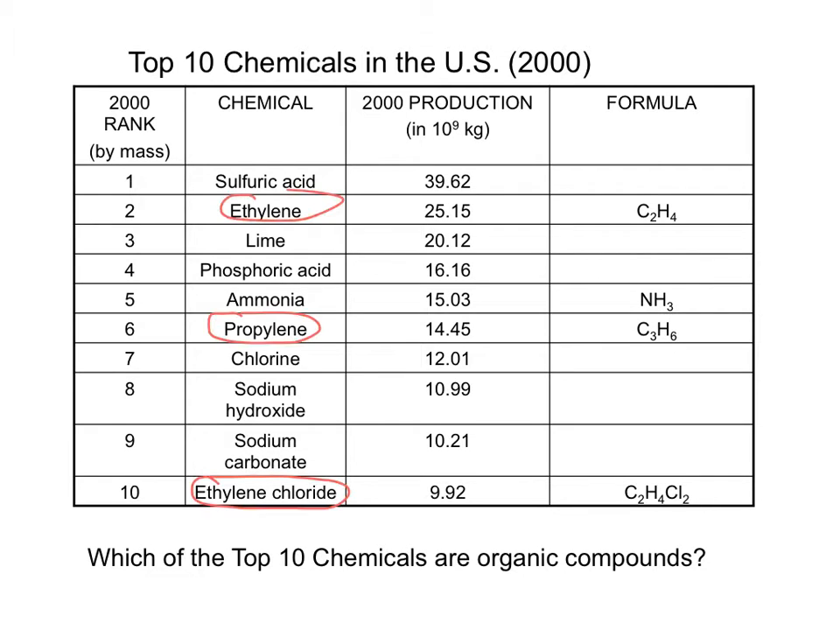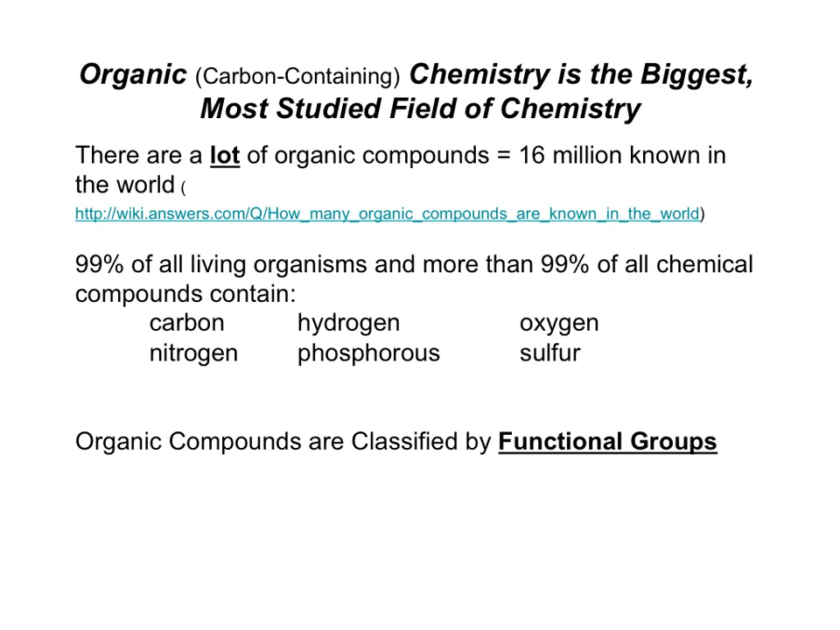And the answers are: ethylene, propylene, and ethylene chloride are used to make plastics, polyethylene, polypropylene, and polyvinyl chloride. Of all the substances known, most are organic compounds, so organic chemistry is the biggest, most studied field in chemistry. Most living organisms and most compounds contain these elements. The backbone of organic compounds is carbon.